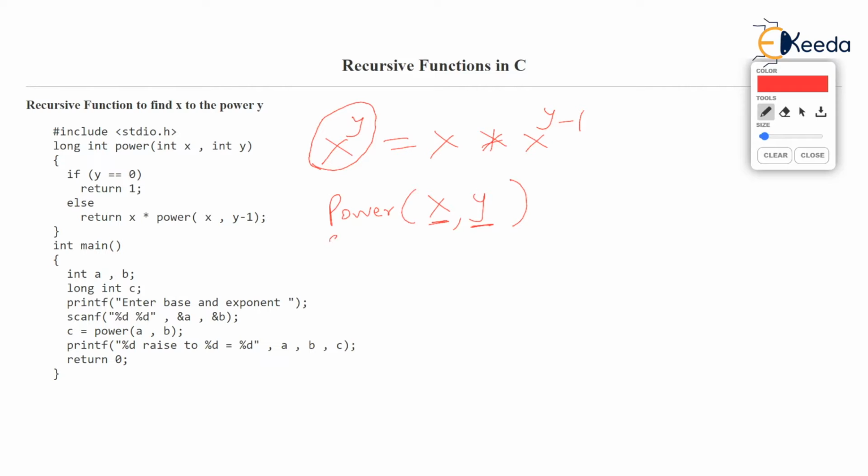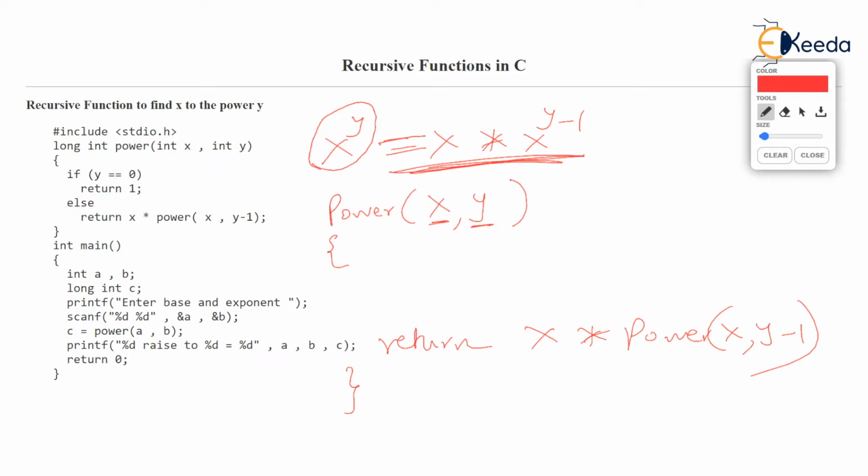Now, what is the power function going to return? Check that this equal to becomes return. And we are going to return x multiplied by, that's this expression, x multiplied by, how do you write x raised to y minus 1 of the right hand side? X raised to y minus 1 will be written as power x comma y minus 1. I hope you are understanding. Power x comma y minus 1 is nothing but x to the power y minus 1.